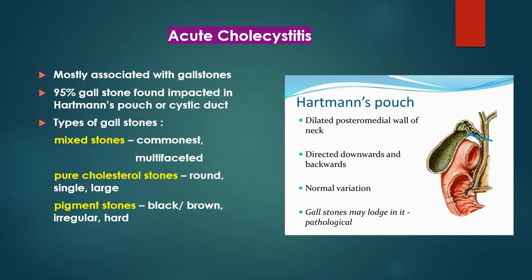Acute cholecystitis is mostly associated with gallstones. In fact, it is almost always due to gallstones, 90%. And in 90 or 95% of such cases, the gallstones are found impacted in the Hartmann's pouch or the cystic duct. See the gallstone here, a gallbladder here, and the stone is impacted in the Hartmann's pouch here, or the cystic duct.